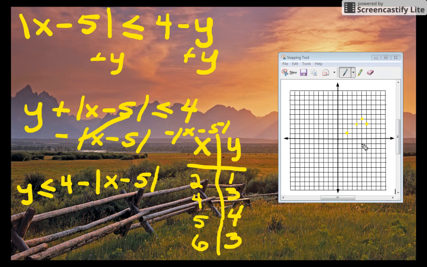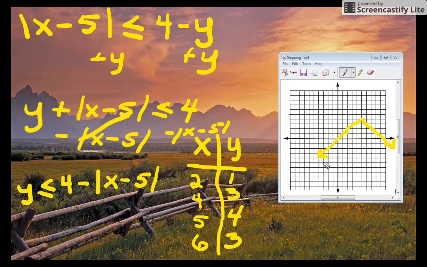Then we need to look, is this going to be a dashed line or a solid line? Well, since it's equal to as well, it's going to be solid, so we can extend our lines as solid lines, and I'll do this the best I can. And down here, okay, that will continue on forever.